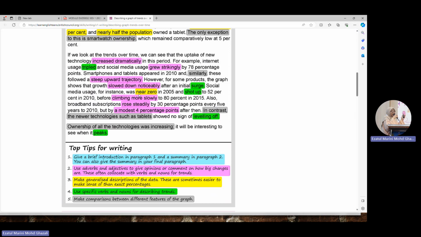And the yellow one is where you make a generalized description of the percentage, and it is sometimes easier to make sense of than the exact percentage. Okay, and then the green one, you use specific verbs and nouns for describing trends, and the last one is you are comparing between different features of the graph.